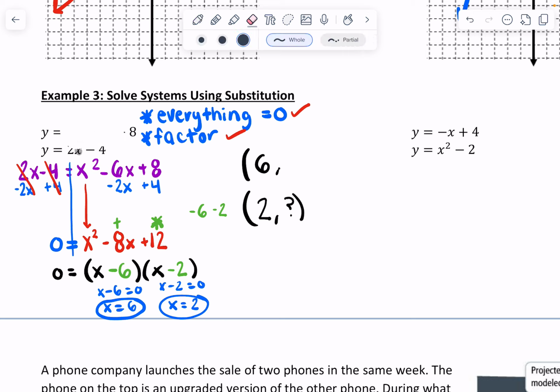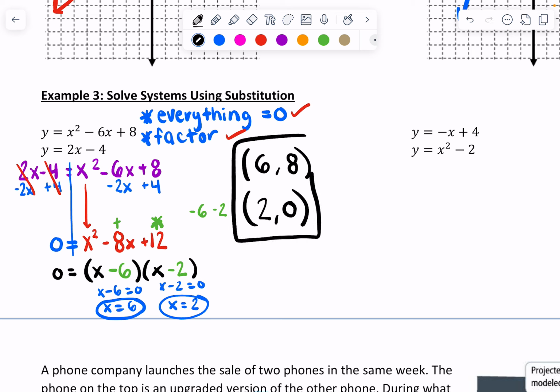All right, when I plugged 6 into my functions, let's see, we would do 2 times 6, which is 12, and 12 minus 4, we should be getting 8. And I did the same thing with the top function and got the same exact answer. Now let's do the same thing with our second solution. We want to plug in 2 for x now. 2 times 2 is 4, minus 4 is 0. So these are our two solutions. If you graph this on Desmos, again, this is where our two functions should be intersecting each other.